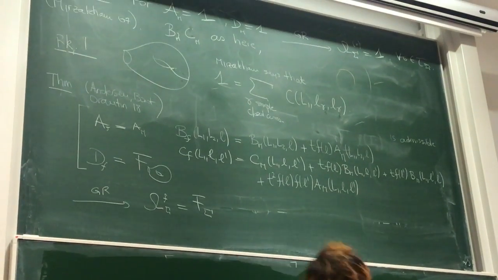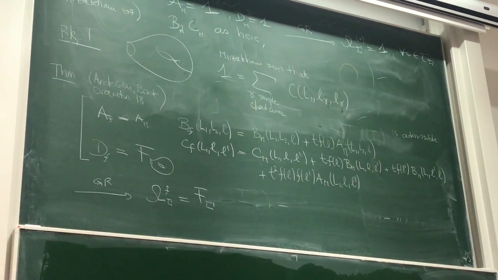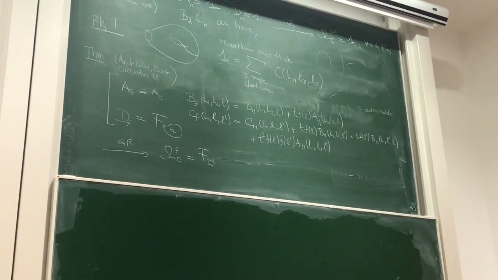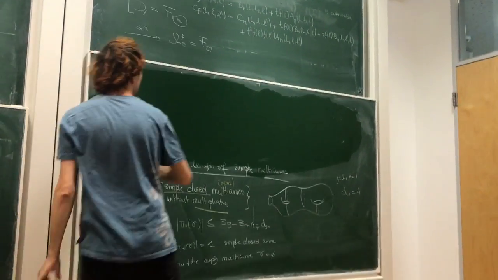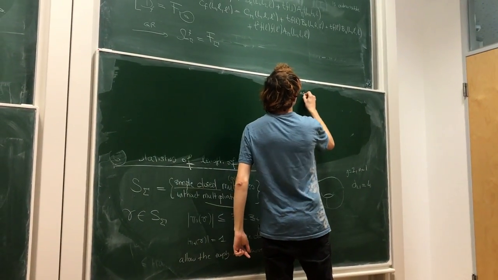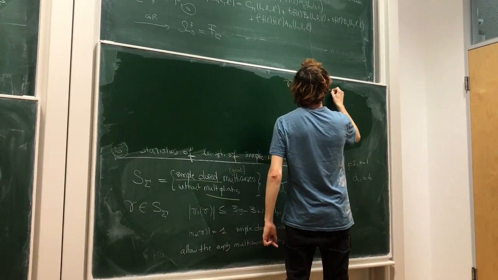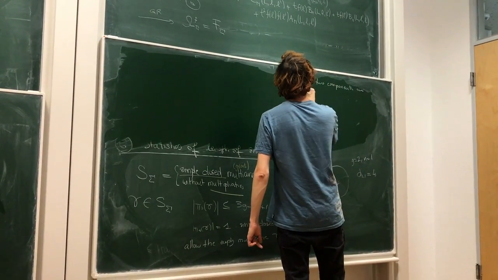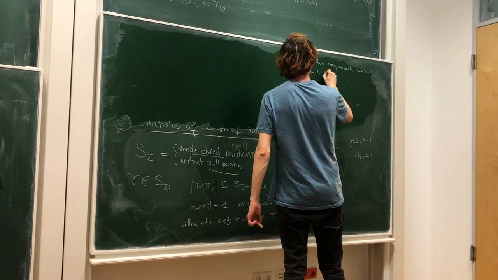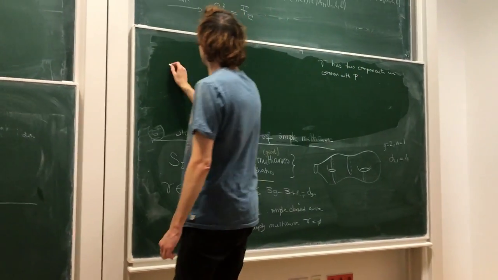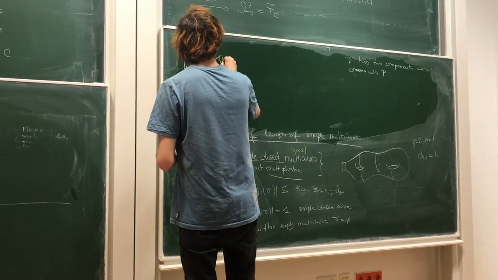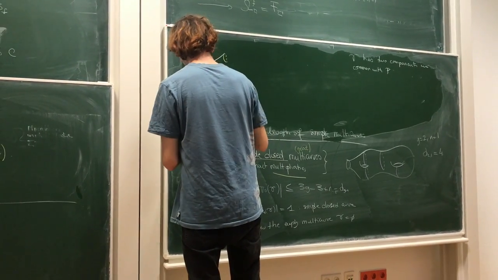Lines to finish. The last case I have to analyze is when gamma has two components in common. So it must be that situation where I have a component here.